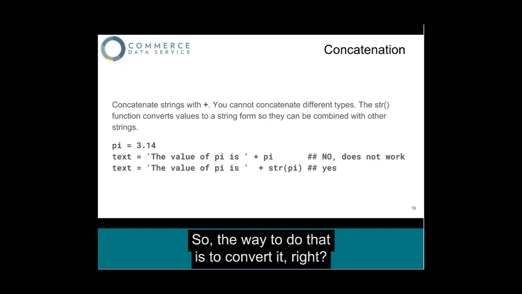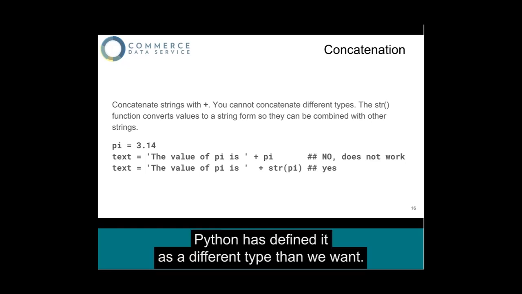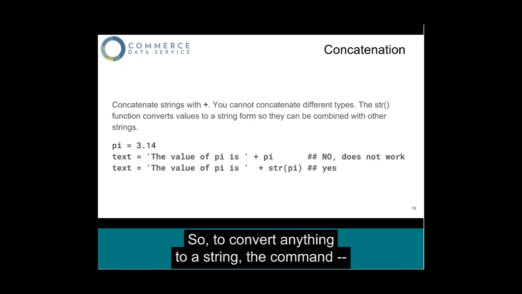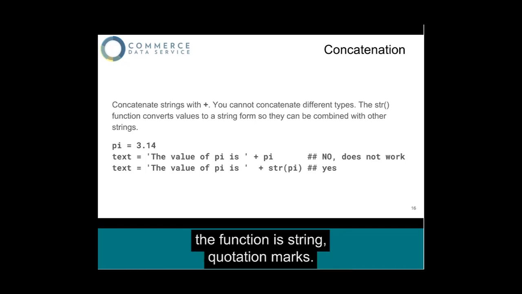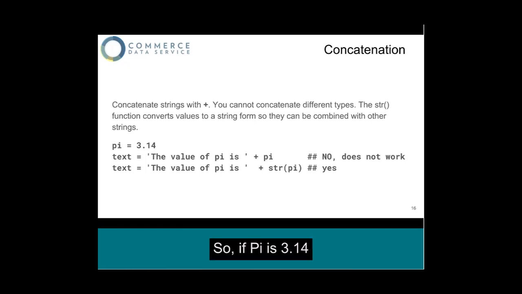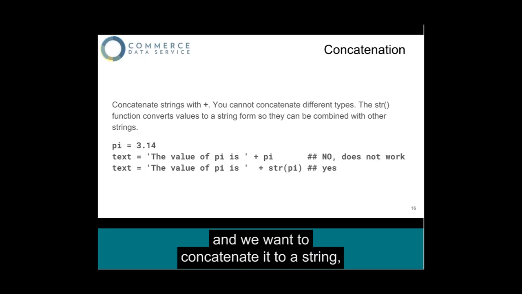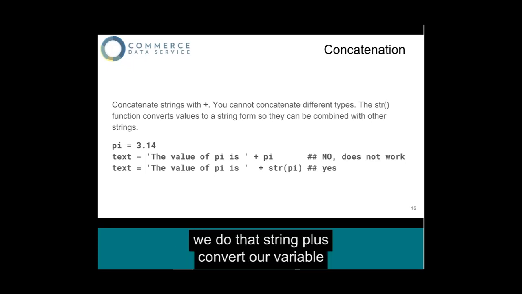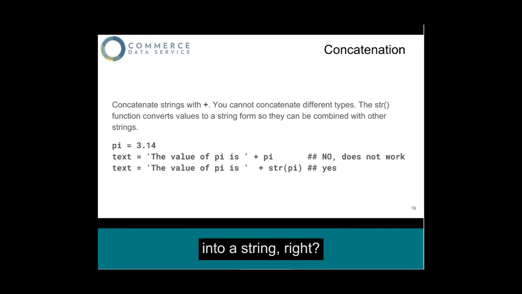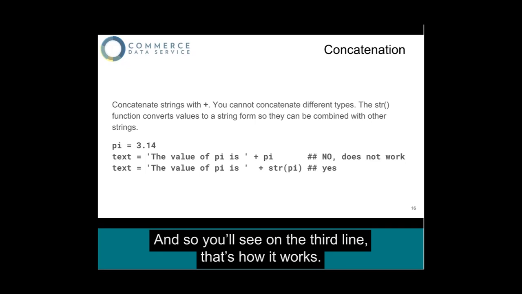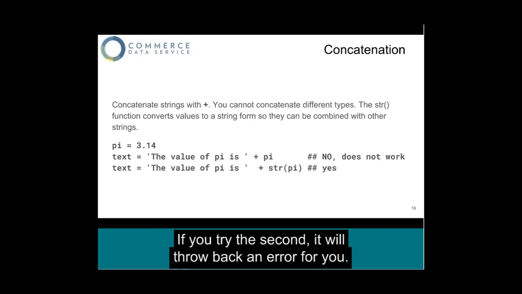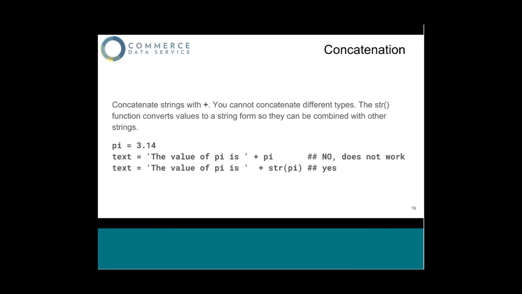So the way to do that is to convert it, right? So we have a wrong type. Python has defined it as a different type than we want. So to convert anything to a string, the function is str, with parentheses. So if pi is 3.14, and we want to concatenate it to a string, we do the string plus convert our variable into a string, right? And so you see on the third line, that's how it works. If you try the second, it will throw back an error for you.